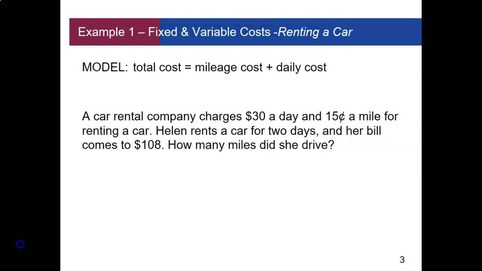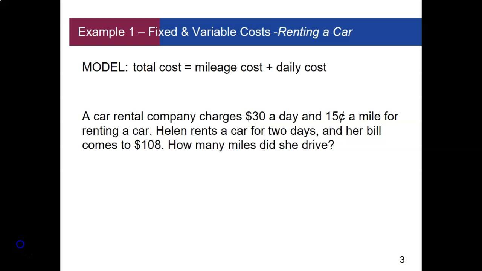Okay, the first example that I want to look at is one that involves fixed and variable cost. And the example that we're going to use is renting a car. So we know that when you rent a car, you pay a flat fee for the day, and then you also pay so much for each mile that you drive. And that model can be used for other things as well.